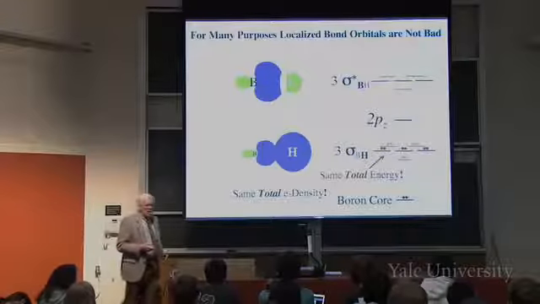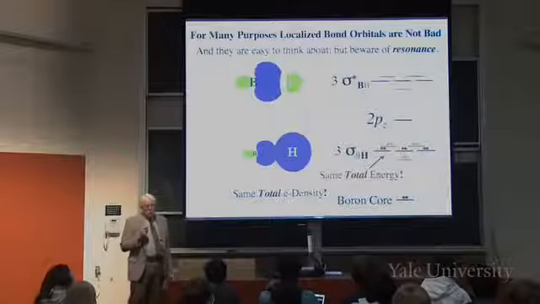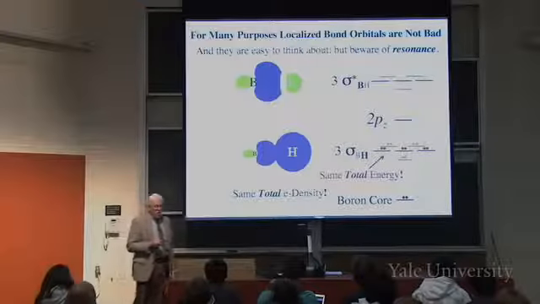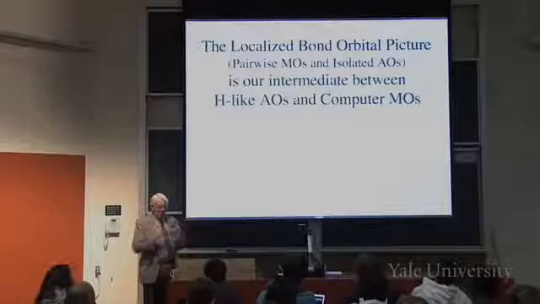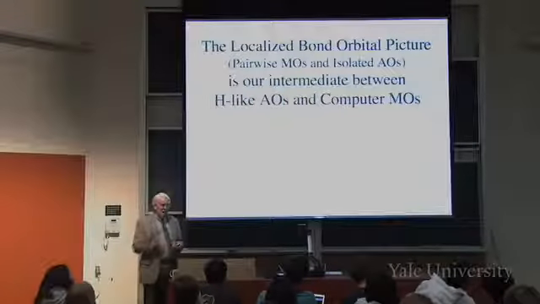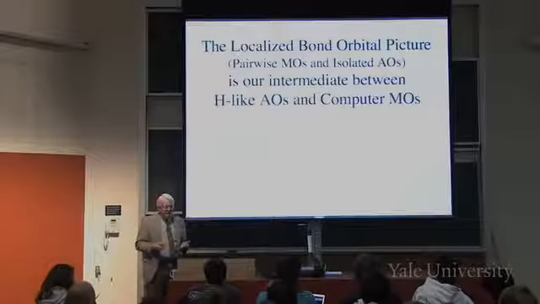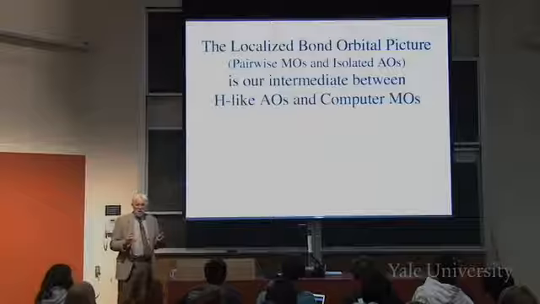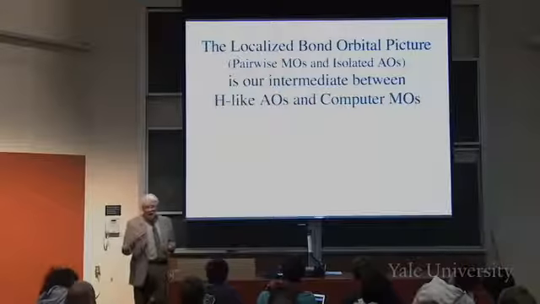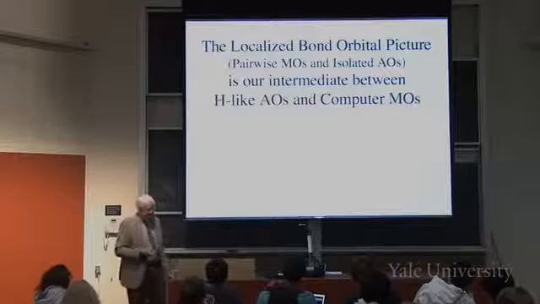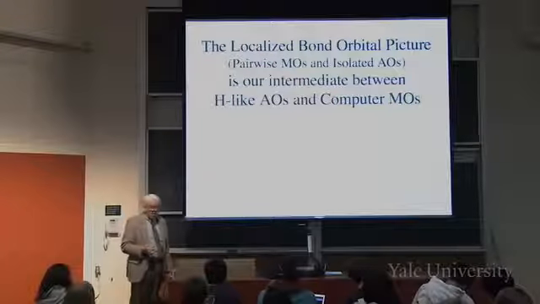So for many purposes, localized bond orbitals are not bad, and they're certainly a heck of a lot easier to think about. But beware of resonance, because sometimes this isn't going to work, so we'll have to understand how that works. The localized bond orbital picture means pairwise molecular orbitals, two atoms coming together to overlap, plus isolated atomic orbitals, like unshared pairs or isolated vacant orbitals, like the pz orbital of boron we just saw. This picture will be our intermediate between hydrogen-like atomic orbitals, which we really understand, you just look them up in the table, and computer molecular orbitals, which are too complicated really to understand in detail. It's very handy for some purposes to calculate them and look at them, but you don't do it very often in your head.